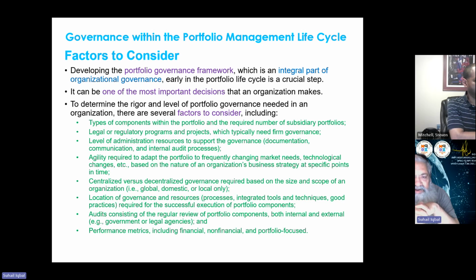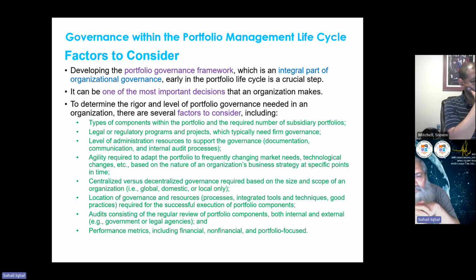And what are the factors here? I will just go through some of them. Types of components within the portfolio and the required number of subsidiary portfolios. This could be governed by the governance framework. It should tell us that we cannot handle more than maybe 10 programs and not more than 100 projects at a time. This is the capacity of our portfolio. Yes, this kind of information could also be part of your governance.